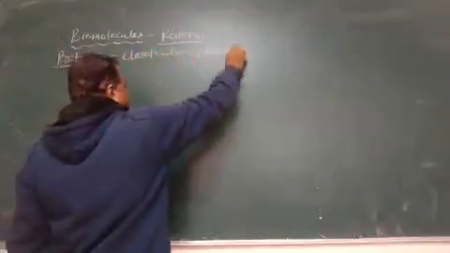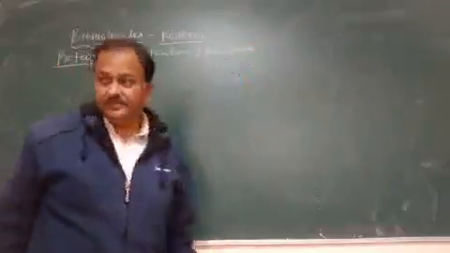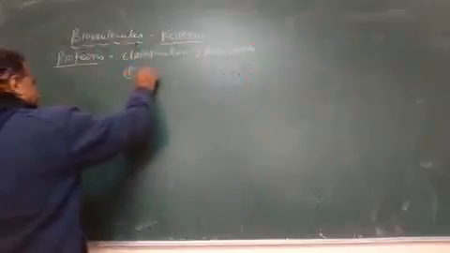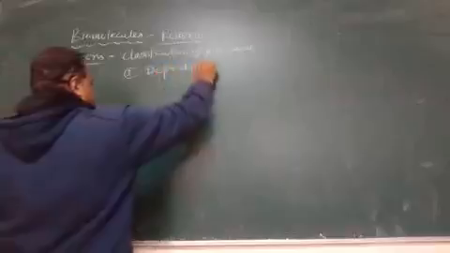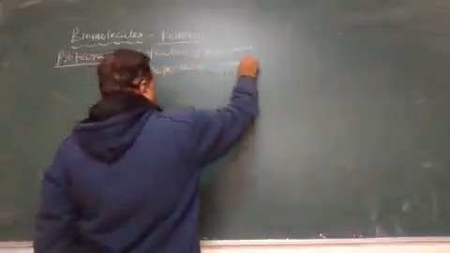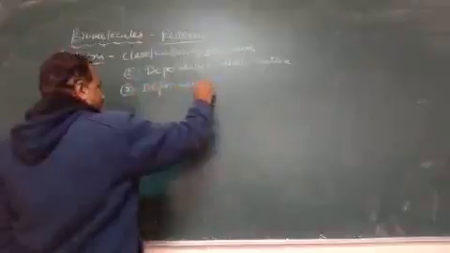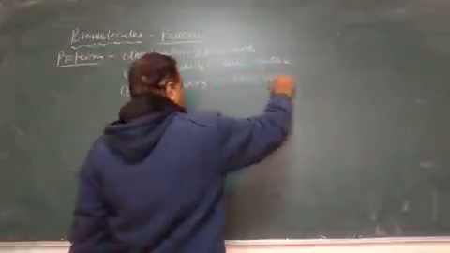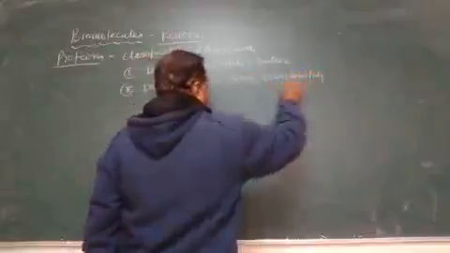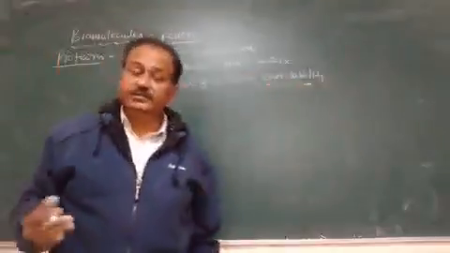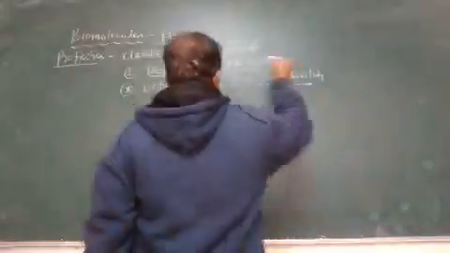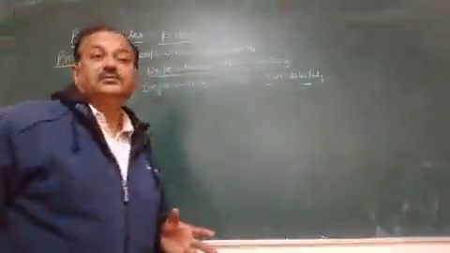Now let's see the classification of amino acids. Amino acids are classified in two ways. First is depending on their nature, and second is depending on their availability. Availability means in our body or in the living system. So first we'll see the nature. Nature means acidic, basic or neutral nature.